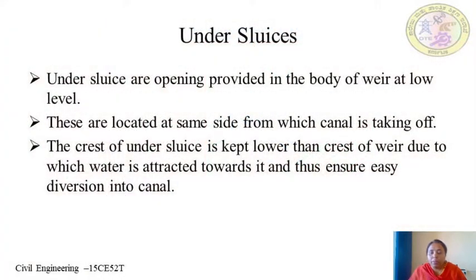So next, coming to undersluices. Undersluices are the openings which are provided in the body of the weir at low level. These are located on the same side from which the canal is taking off. The crest of the undersluice is kept lower than the crest of the weir, due to which water is attracted towards it and thus ensures easy diversion into the canal.